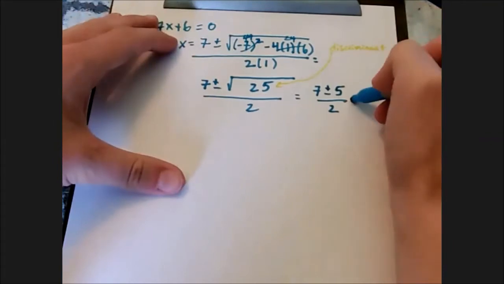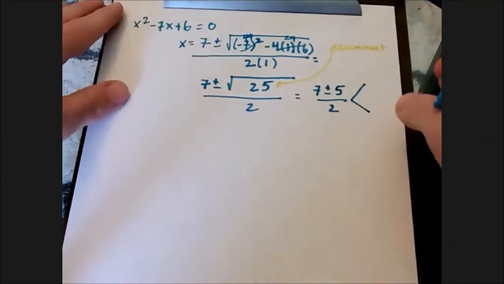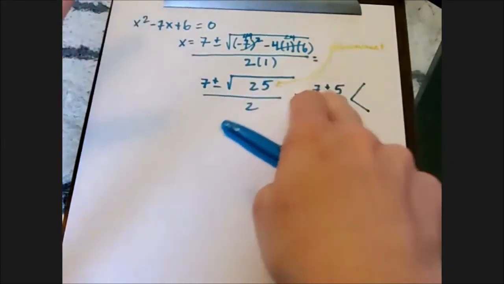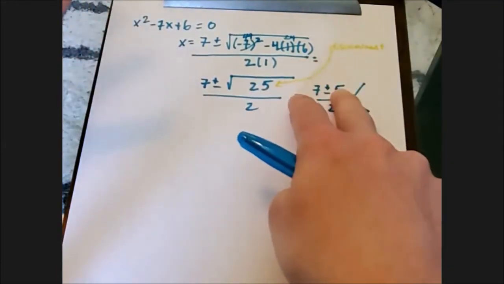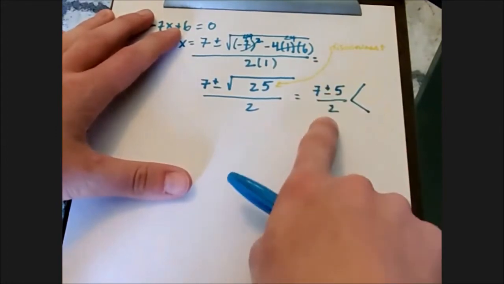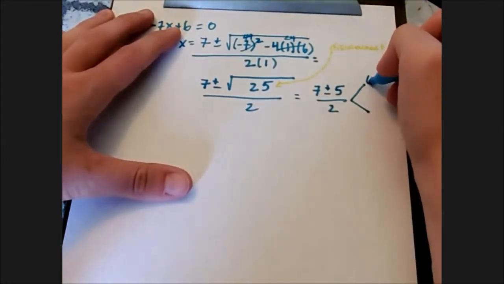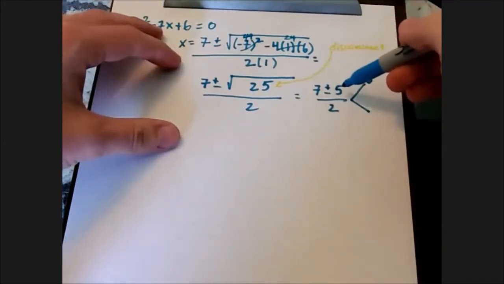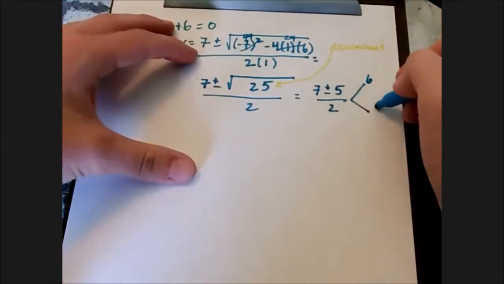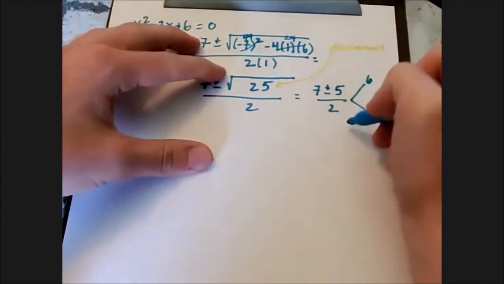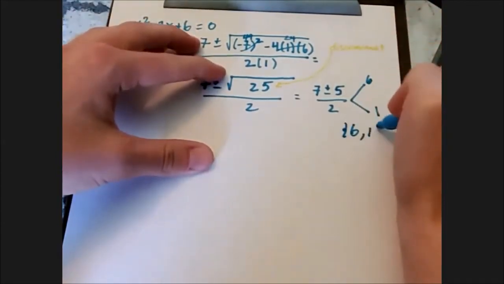And then at this point, this is going to branch off into 2 different answers. You have the answer that comes from the adding, and the answer that comes from the subtracting. So I do 7 plus 5, which is 12 over 2. 12 over 2 is 6, so that's one of my answers. And then I do 7 minus 5, which of course is 2 over 2, which gives me 1. So those end up being my 2 solutions, 6 and 1.